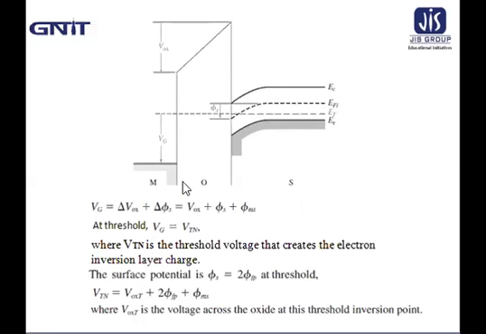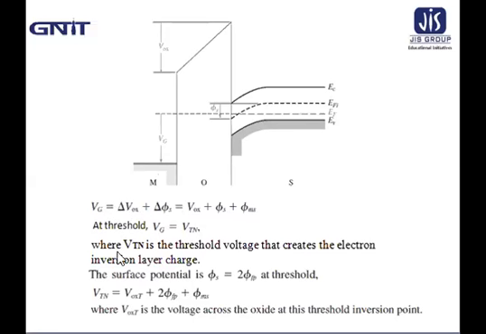In the previous lecture I have already discussed this equation, that Vg equals delta Vox plus delta phi s. Vox is the oxide layer voltage. Vox plus phi s, where phi means the work function, S for the semiconductor, and M for the metal. Now that is equal to Vox plus phi s plus phi ms.